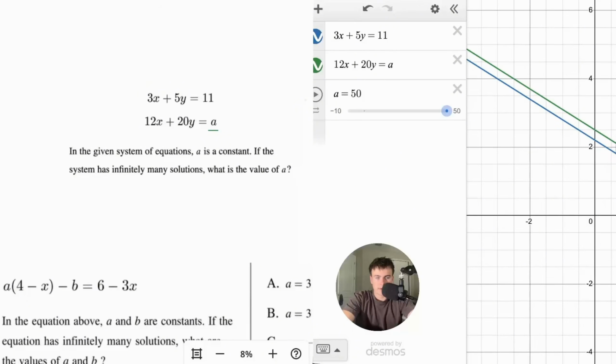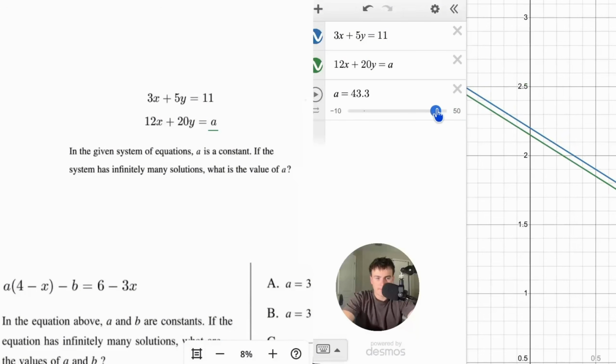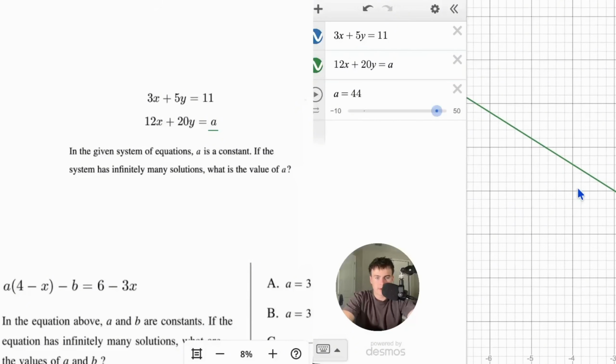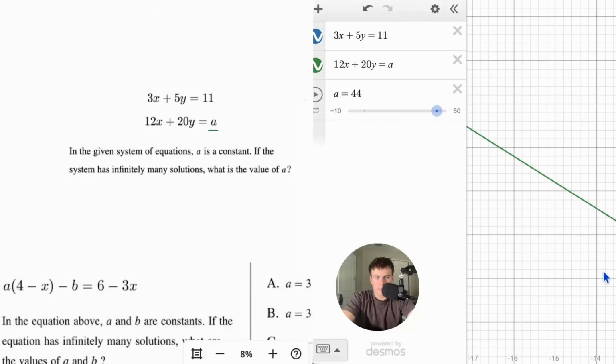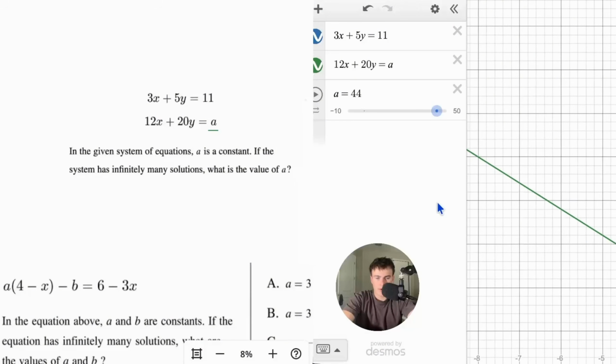Let me zoom in to make sure I have this accurate. Okay, it is 44. Let me make sure it's good. Yes, it is 44 because they fully overlap. No math needed. Literally just dragging a slider. So this is, I mean, pretty much the same procedure for all the different types of infinite and no solution questions.